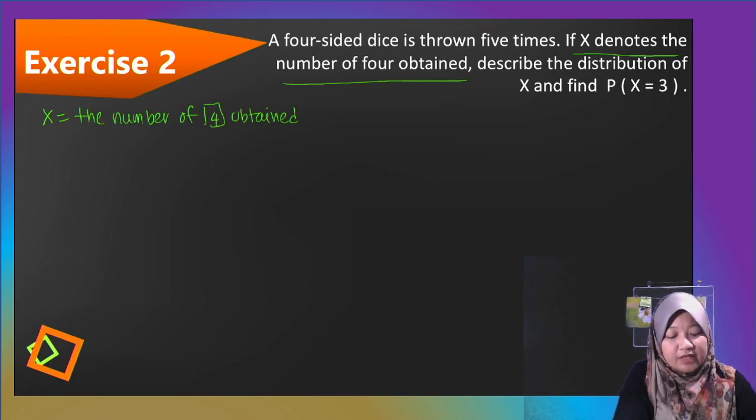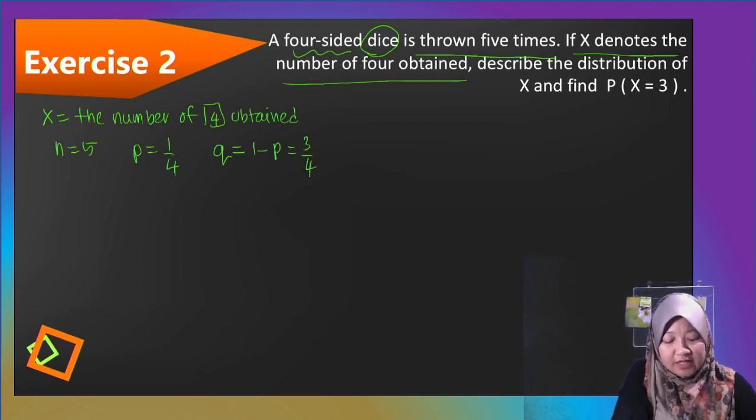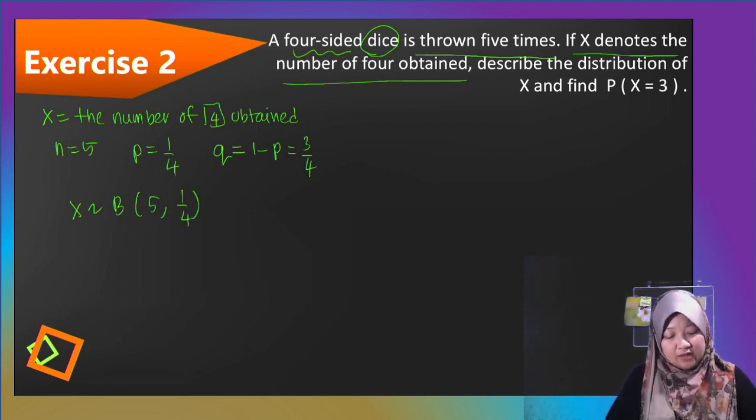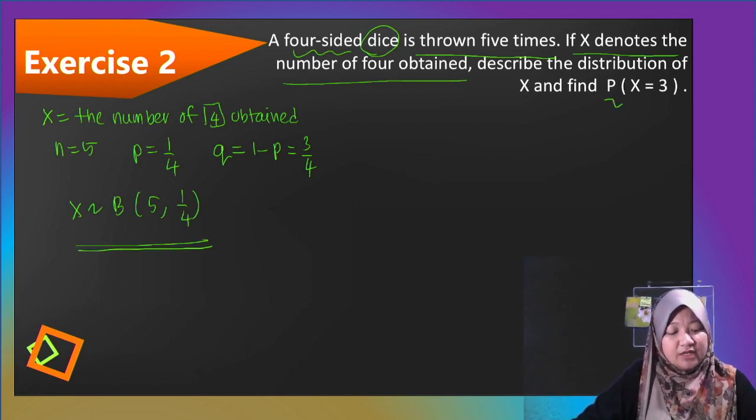Okay, kemudian dia kata apa? This is about dice. Dice thrown 5 times. Maksudnya N kita adalah 5. Okay, kemudian dice ni ada 4-sided. Maksudnya probability untuk mendapat nombor 4 adalah 1/4 lah. Okay, kemudian kita cari siap-siap Q. Q adalah 1 minus P. So, kita dapat 3/4. Maksudnya dekat sini, X awak adalah distribute binomial, N adalah 5, P adalah 1/4. Okay. So, mesti tulis dulu maklumat ni. Kemudian, barulah kita cari apa soalan dia. Soalan dia adalah probability X equal to 3.